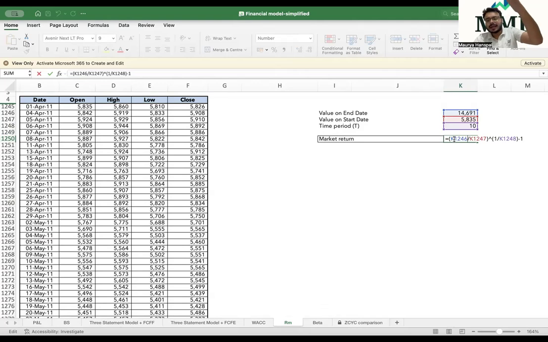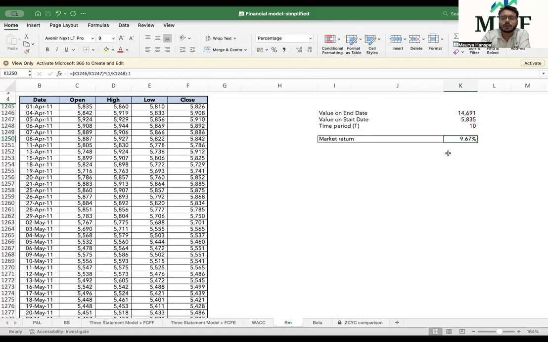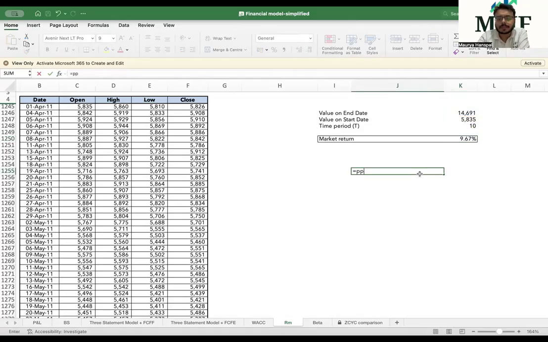So the ending value, the final value divided by the beginning value to the power of 1 by time period minus 1. I have simply calculated the CAGR here. Or simply, one more thing I can do: there's a function in Excel that gives you the CAGR, the RRI function, right?